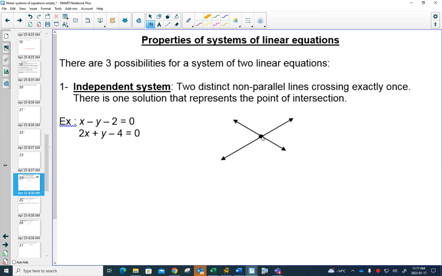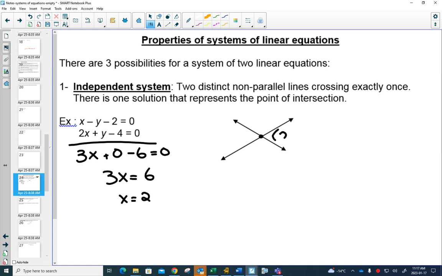Can you see that this one works really nice for elimination? You could add these already up. If I add 2x plus x, I get 3x. Negative y plus y would be 0. Negative 2 plus negative 4 would be negative 6. And 0 plus 0 is 0. We could solve this.